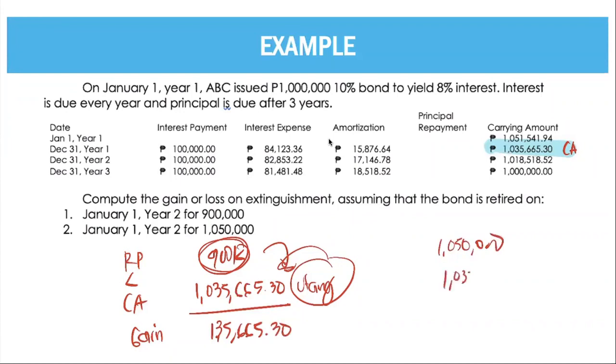On the second one, babayaran mo yung utang mo ng 1,050,000. Ang utang mo lang dapat is 1,035,665.30. Nakamura na pamahal ka. Therefore, we have a loss. 1,050,000 less 1,035,665.30. Our loss therefore is 14,334.70.